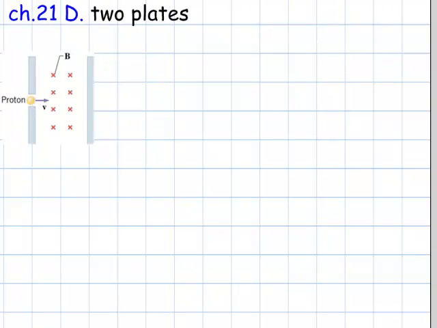Alright, the next problem says a proton with a speed of 3.5 times 10 to the 6 meters per second is shot into a region between two plates that are separated by a distance of 0.23 meters. As the drawing shows, a magnetic field exists between the plates and it is perpendicular to the velocity of the proton. What must be the magnitude of the magnetic field so that the proton just misses colliding with the opposite plate?